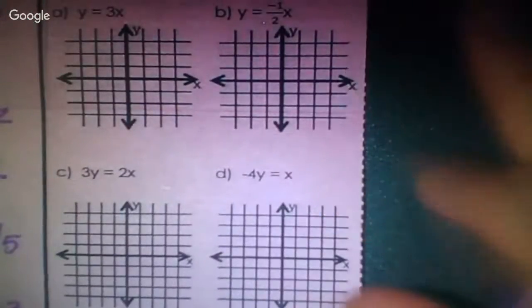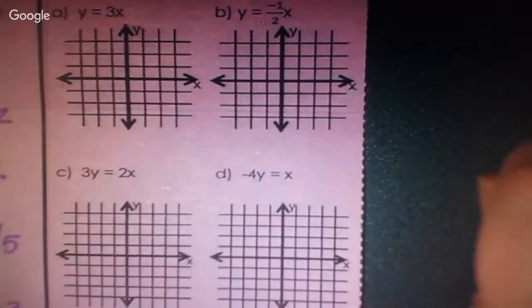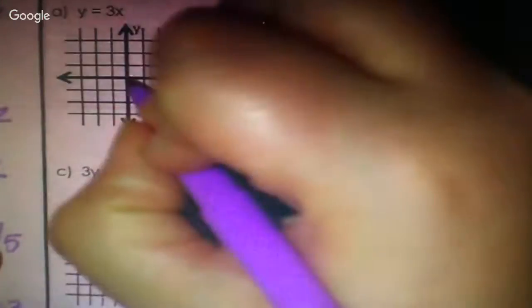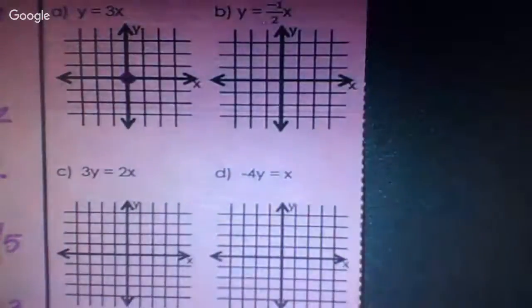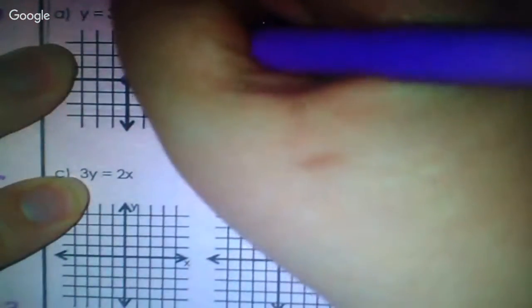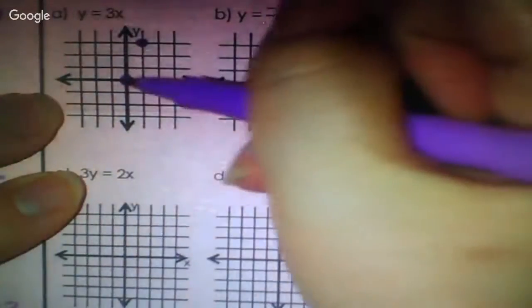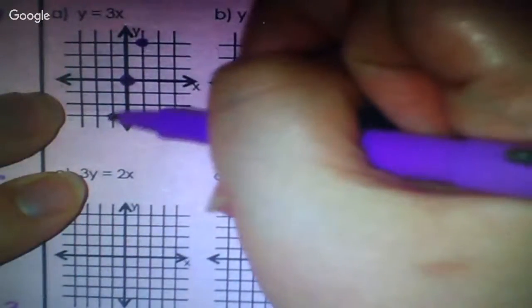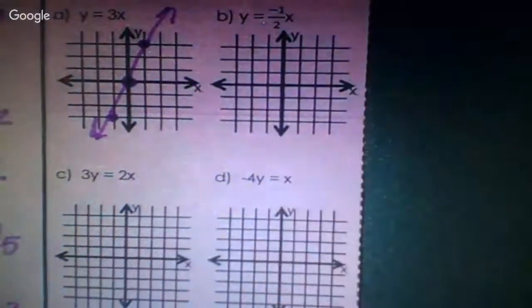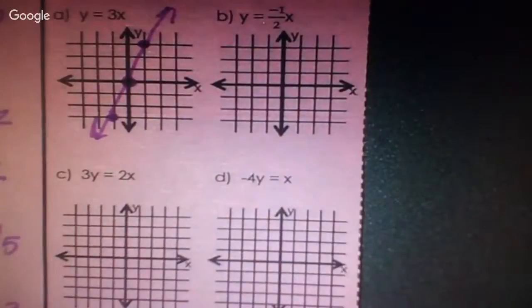Okay, so let's graph some of these. If I have y = 3x, where do I start when I graph? 0, 0. Where does my next point go? Up 3 to the right 1, or I can also go down 3 to the left 1. Why is my line going up to the right? Because it's positive. Your direct variation is positive, so it should be going in the positive direction.